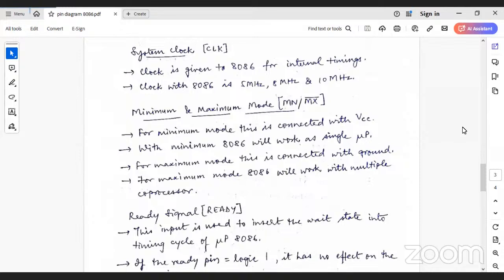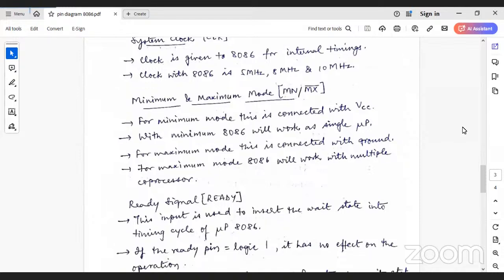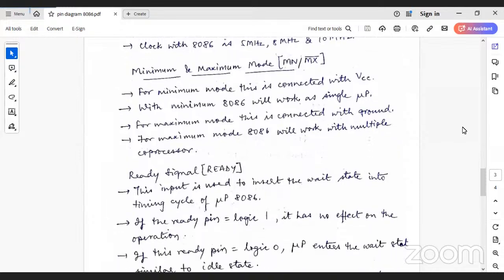We will not go into the details now. We will come to that point a little later. But remember this point: when it is connected to VCC or at logic high, it is used in the minimum mode. And when it is connected to logic low, it is in the maximum mode. By minimum mode, we mean that only a single processor is working. Maximum mode means it will have something like a fan out feature. It will have many processors which are connected to this processor.